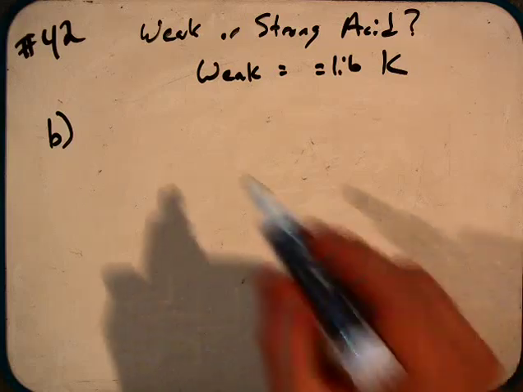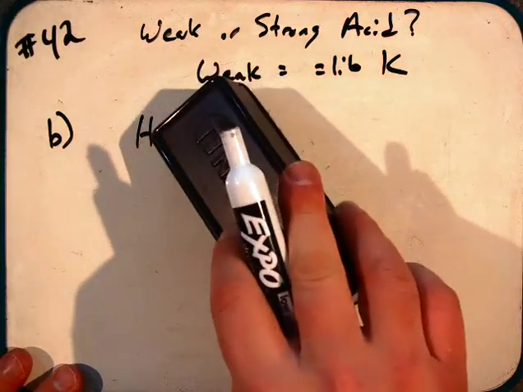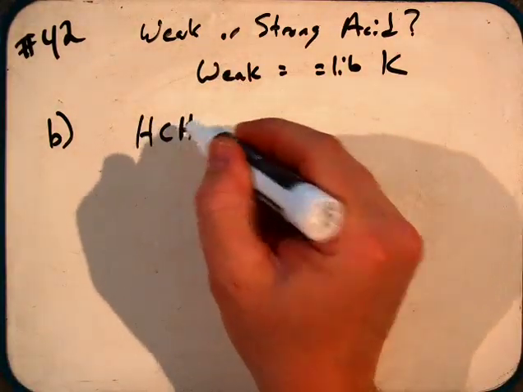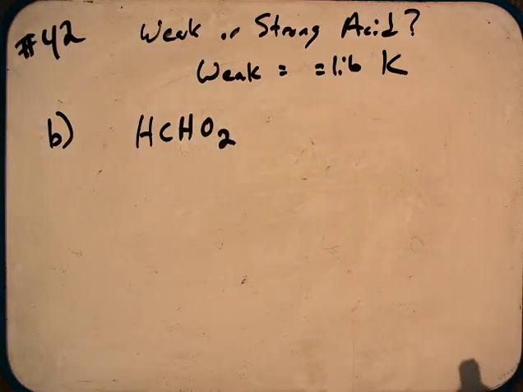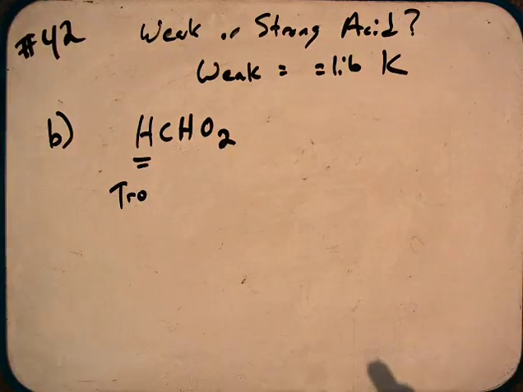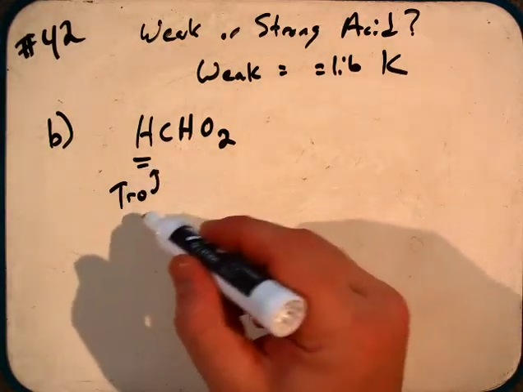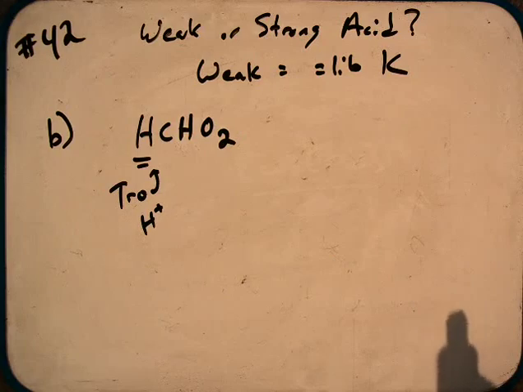And so part B looks at this molecule, HCHO2. And so this is formic acid. And so again, for my class, I want to reiterate that Tro likes to show you that acidic proton source by writing it first in the actual formula.